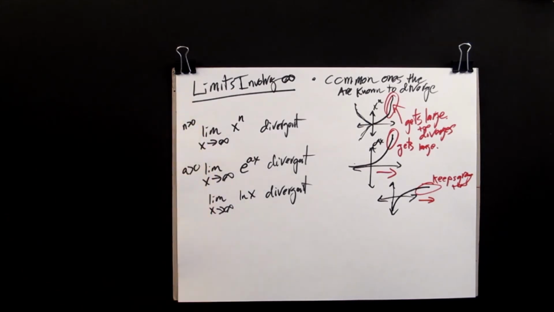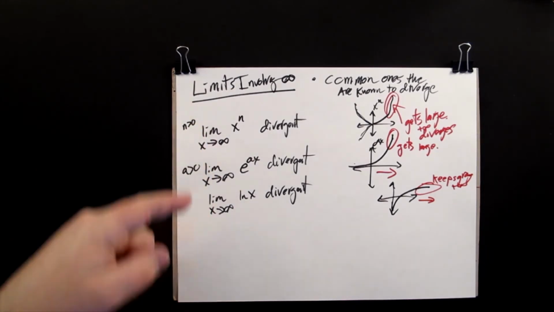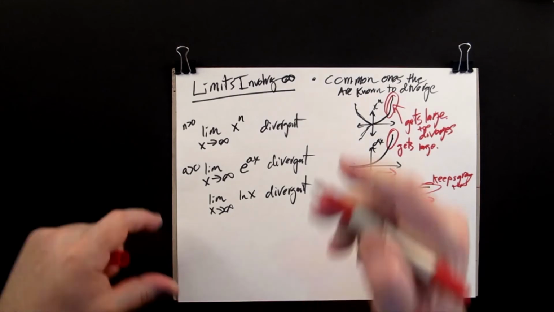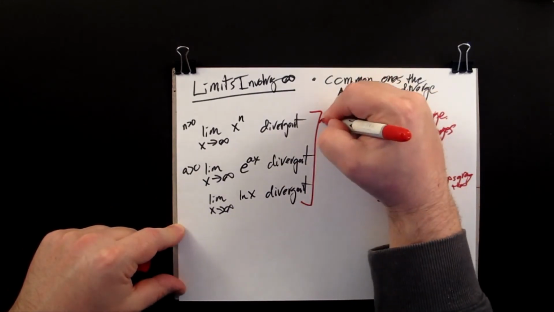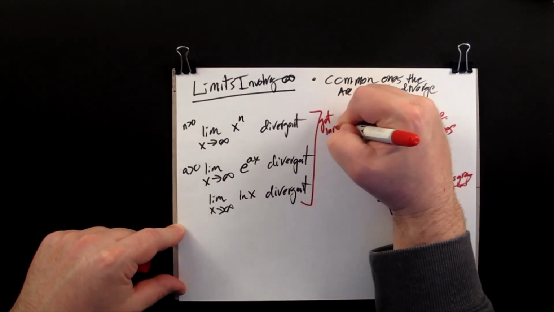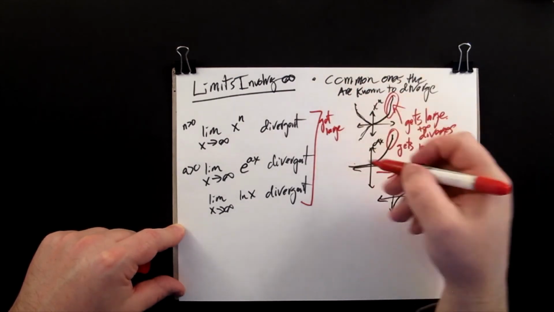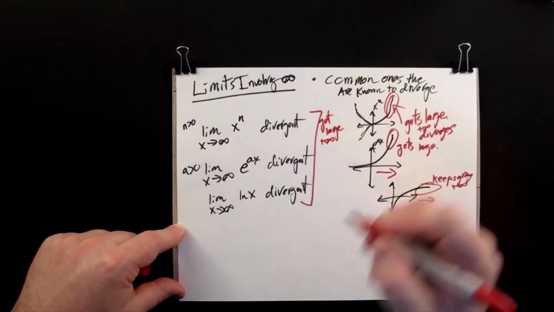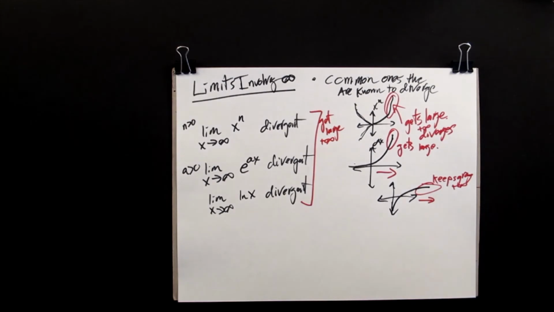So these three diverge, and they're all cases where they get large at different rates, but they still keep growing. So they never settle on a fixed value. And so they keep getting arbitrarily bigger.